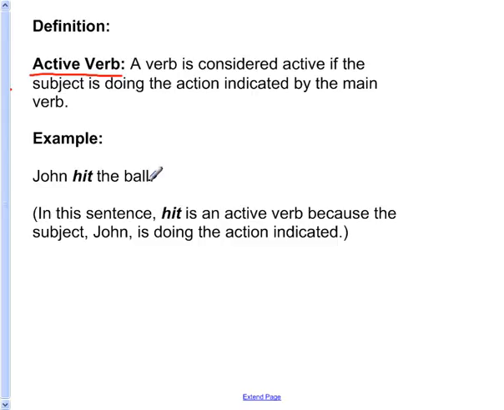John hit the ball. Hit is the main verb of this simple sentence, and John is the subject. Now, there is some hitting going on in this sentence. So we ask ourselves, is the subject doing the hitting in this sentence? In other words, is the subject doing the action indicated by the main verb? In this case, yes, John is doing the hitting. So this is considered an active verb. Hit is an active verb.